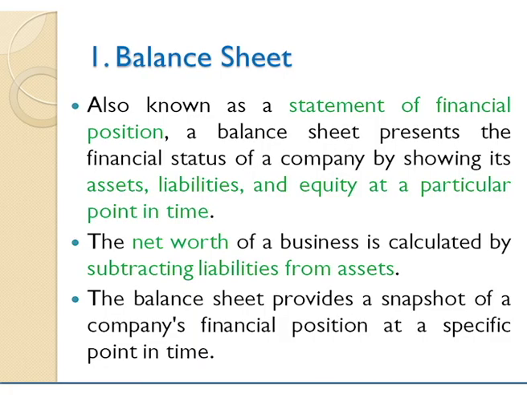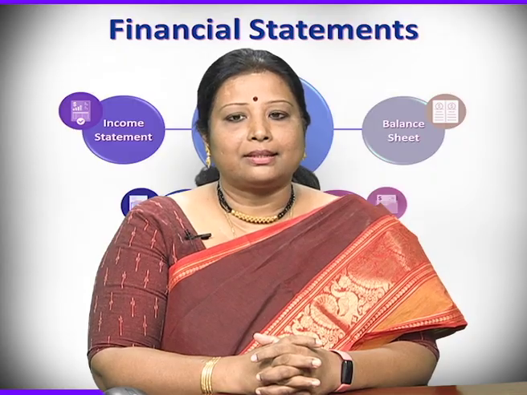So, dear students, now let us try to understand the different elements of the financial statement. The first element, the balance sheet. It is also known as a statement of financial position. So, balance sheet presents the financial status of a company by showing its assets, liabilities and equity at a particular point of time. The net worth of a business, dear students, is calculated by subtracting liabilities from assets. When you subtract liabilities from assets, the difference what you get is called net worth.